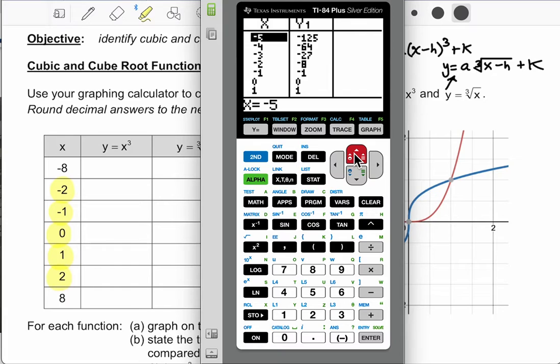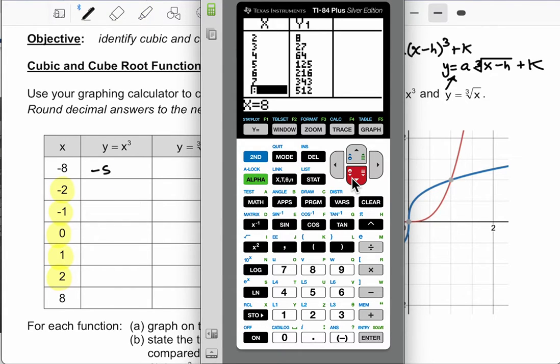All right, so starting with -8, then we skip a few, we get the -2, -1. -2 gives you a -8, -1 gives you a -1, 0 gives you 0, 1 gives 1, 2 gives 8, and 8 will give you a 512. All right, so we can get those values in: -512, -8, -1, 0, 1, 8, 512.